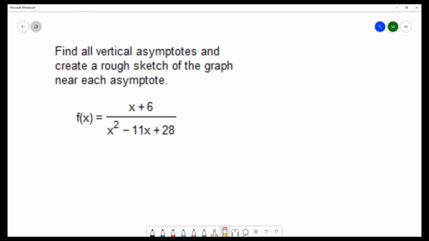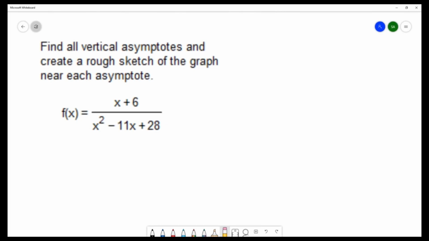For this question, we want to find all vertical asymptotes and create a rough sketch of the graph near each asymptote. But when we're looking for vertical asymptotes, we need to first find any restrictions we have on this rational function. So we're going to do that by setting the denominator equal to 0. We set that denominator x squared minus 11x plus 28 equal to 0. And we can solve this quadratic equation by factoring.